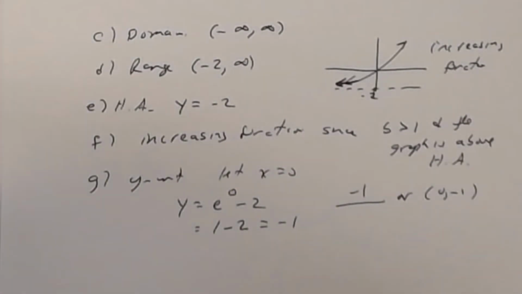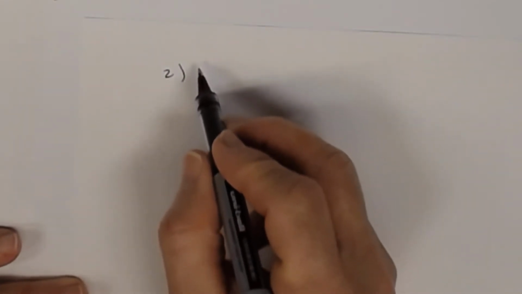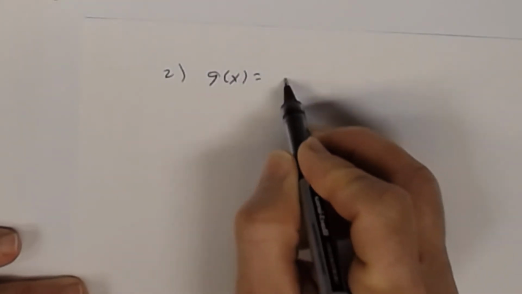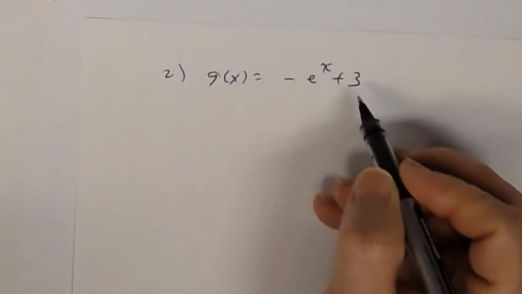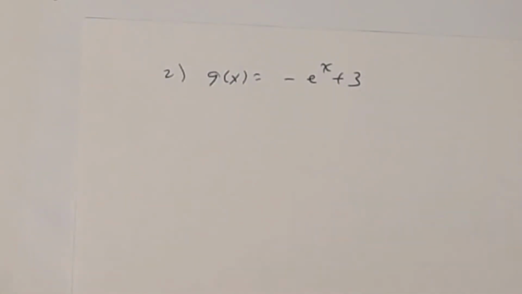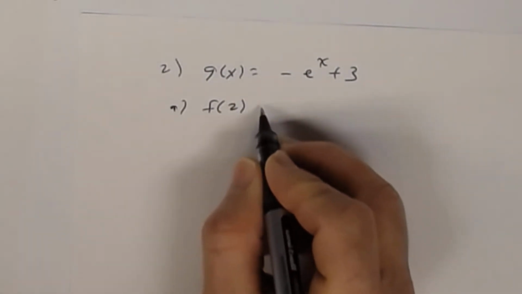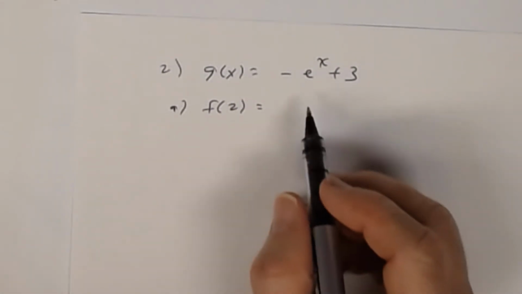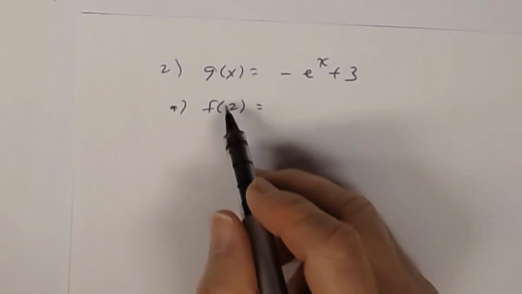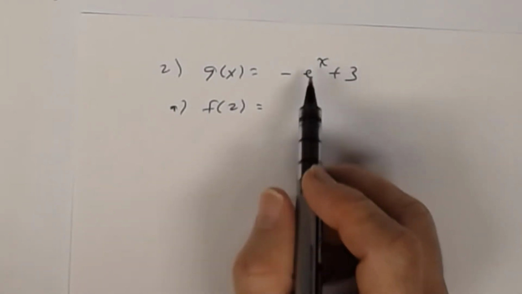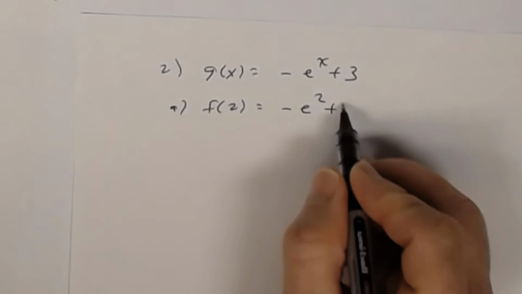All right, so let's look at number 2. This time, we have g of x is negative e to the x plus 3. In A, you want to find the value of f of 2. So remember what that means. That means that you want to find y when x is 2. So you're going to let x be 2. So I get negative e squared plus 3.